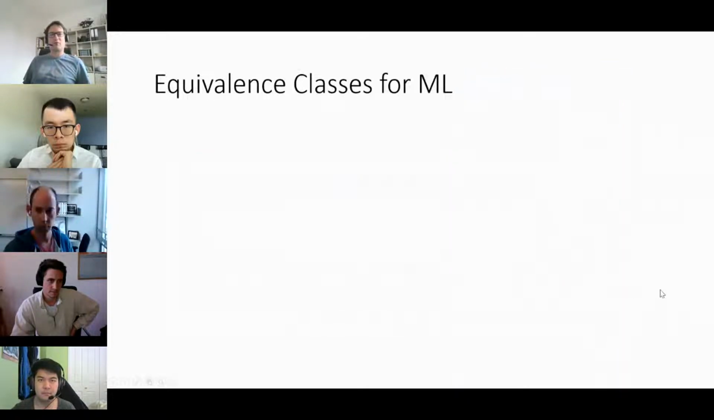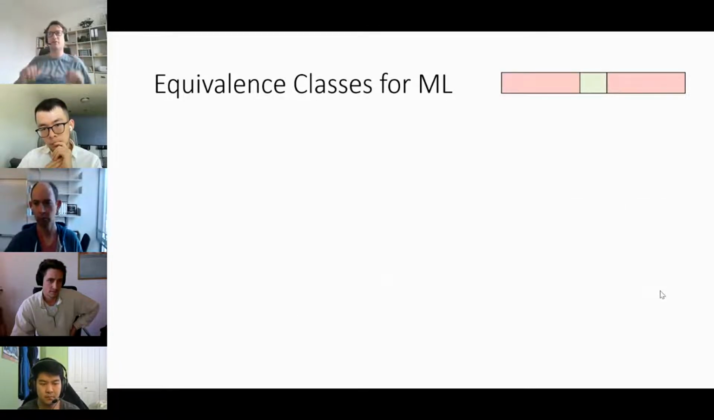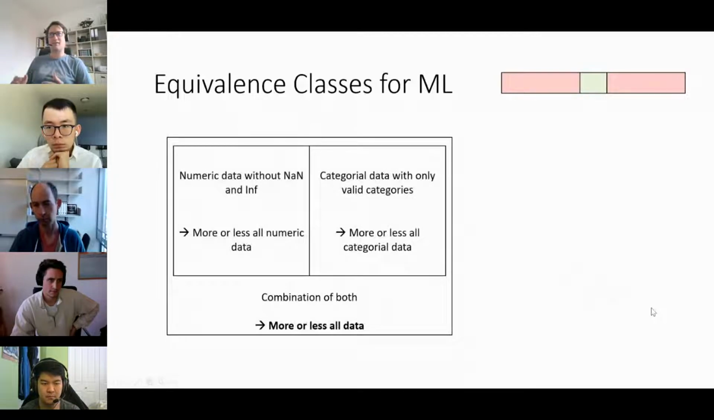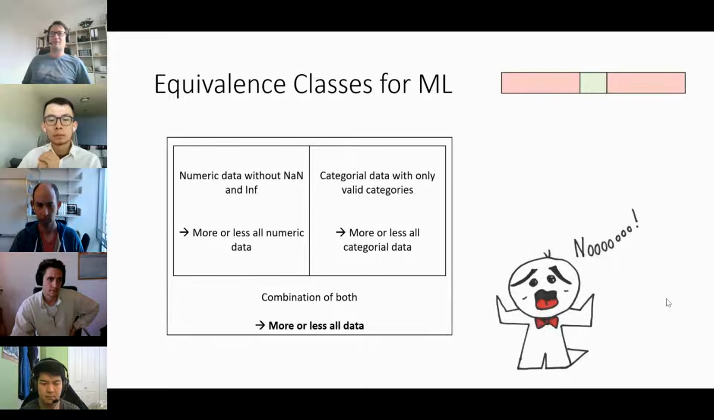And we wanted to use basic techniques for that. One of the most basic black box testing techniques is equivalence classes. So you partition your input space and you say, this is valid, this is invalid. Unfortunately, with machine learning, valid basically means all numeric data, all categorical data, and often all combinations of both. So more or less, any data you can think of is usually valid. So that didn't really work out.